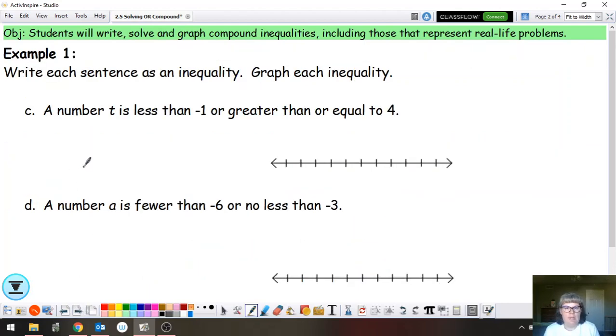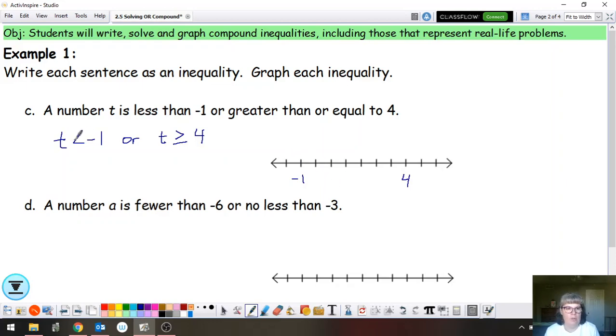We're going to write each sentence as an inequality, and then we're going to graph it. So we have a number t is less than -1. So t is less than -1, or, so I'm going to write the word or, greater than or equal to, so we still have that number t, greater than or equal to 4. So we have two inequalities that are happening in that one sentence. When I graph it, I have -1, I have +4, and I graph each inequality separately.